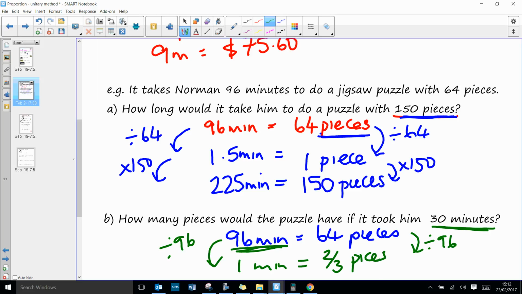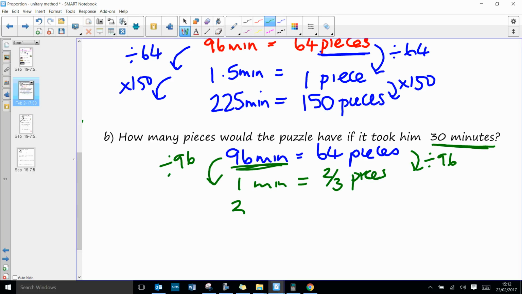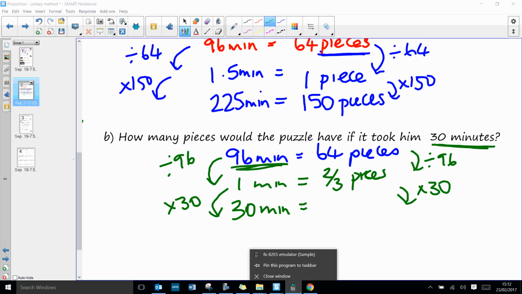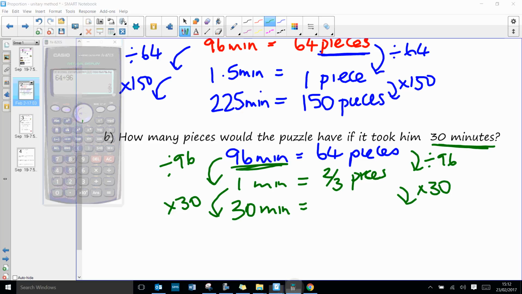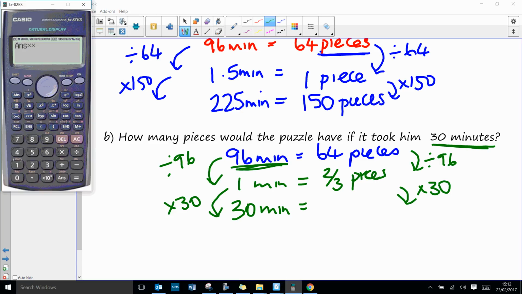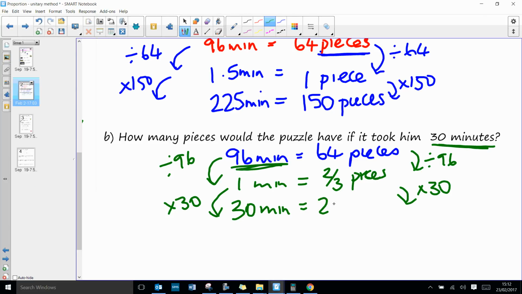Oops, I can't spell pieces. And then we're going to do 30 minutes. How have we gone from a 1 to a 30? We've multiplied by 30. So we're going to multiply 2/3 by 30. This is where having it as a fraction is fine. We've left it in there. So we just write multiply by 30, and that's 20 pieces.